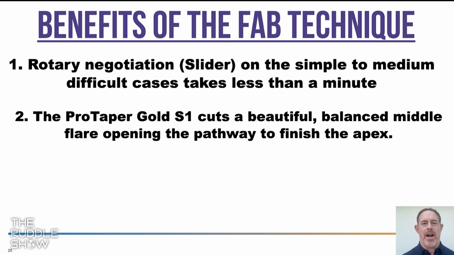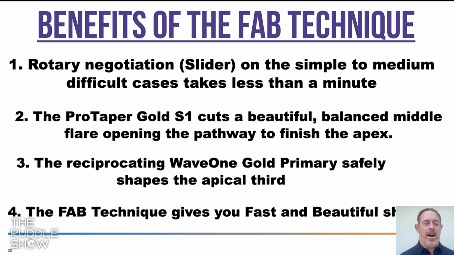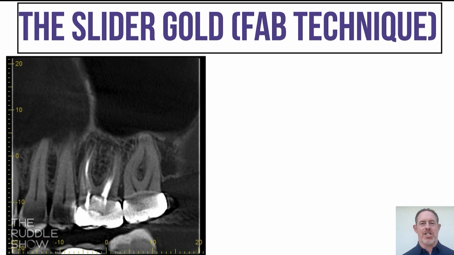I love the Wave 1 Gold system, and I love the ProTaper Ultimate system too for the smaller cases. Then I come in and quickly shape the apical third using the Wave 1 Gold primary, which is a reciprocation. So you just have to change the setting one time. It's crazy. This FAB technique, the fast and beautiful, gives you these fast and beautiful shapes. I also call it fast as Bolt, FAB, fast as Bolt, after Usain Bolt, who has the world record in the 100 meter and 200 meter races in the Olympics. It's that fast. You can just cut these shapes.